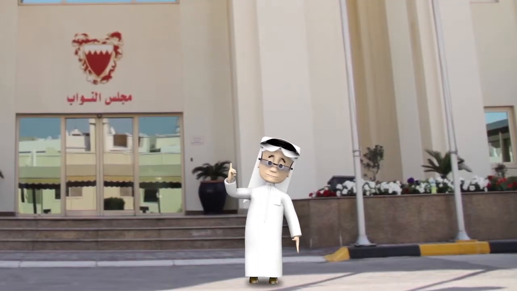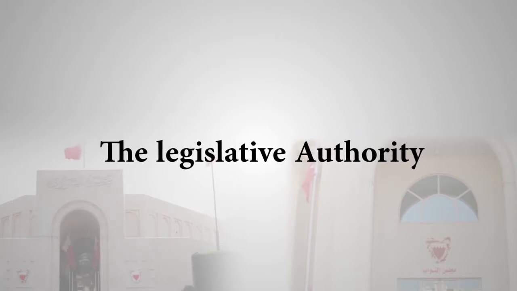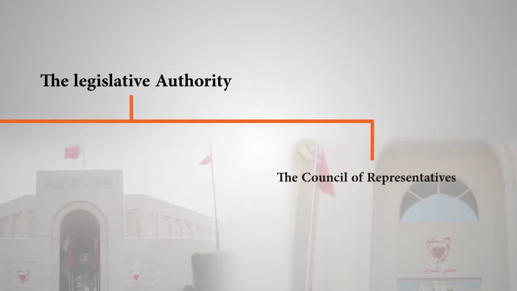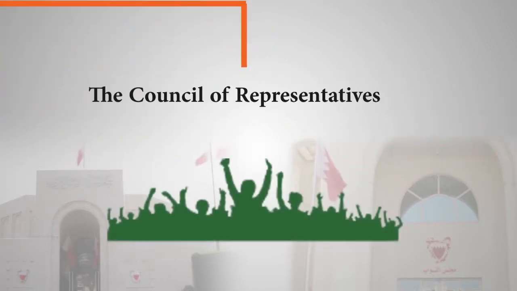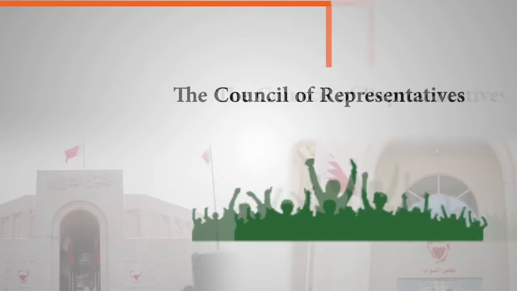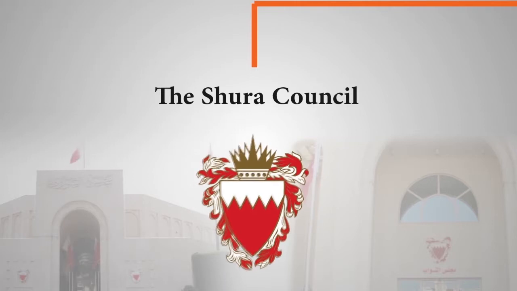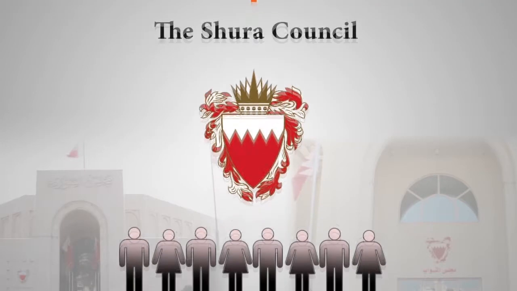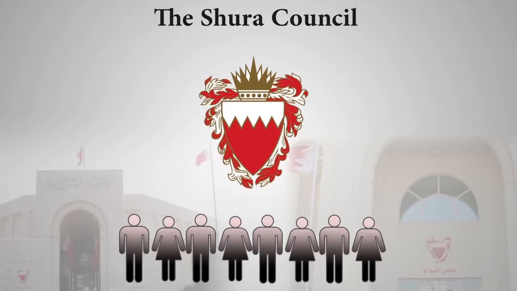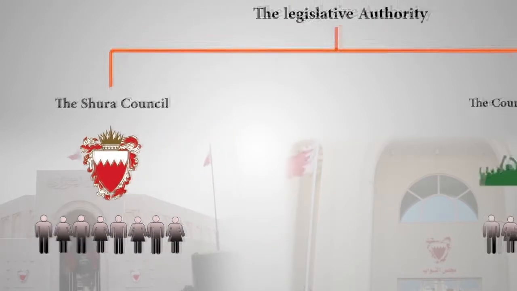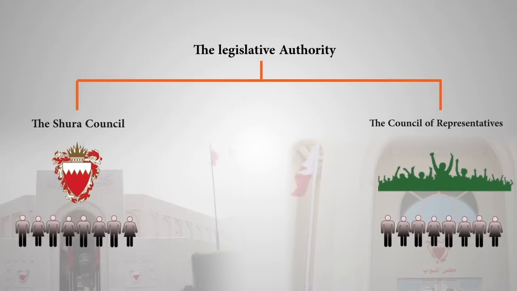What a great question! The Council of Representatives is considered as one of the two councils of the legislative authority in the country, which consists of the Shura Council and the Council of Representatives. The Council of Representatives is a council elected by the people, but the 40 members of the Shura Council are appointed by His Majesty the King. It consists of an elite group of people who have experiences in the important issues of the country, in order to use their views for the welfare of the country and its citizens.